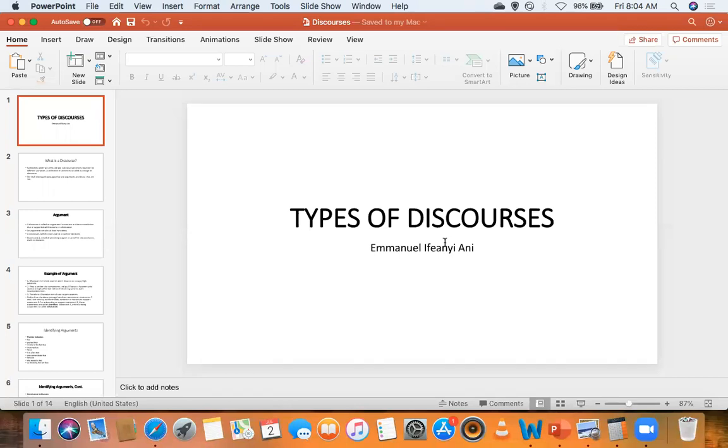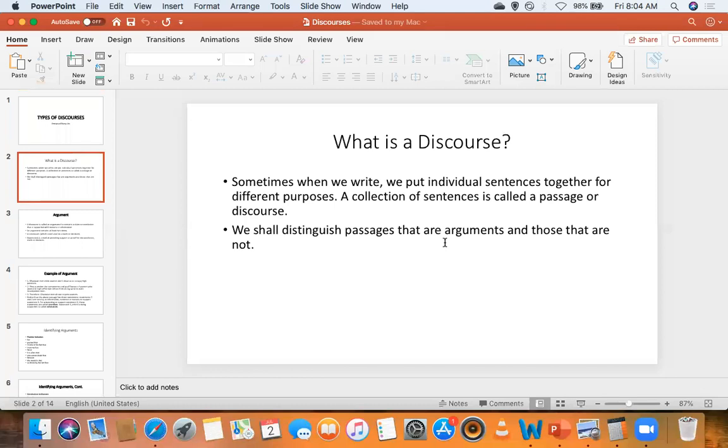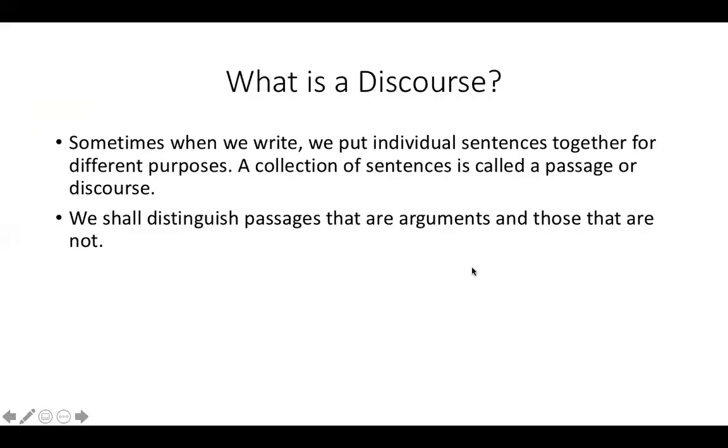Types of discourses. So what is a discourse? Sometimes when we write, we put individual sentences together for different purposes. Now a collection of sentences is called a passage or a discourse. So when you put individual sentences together, you have a passage. We can also call it a discourse. We shall distinguish passages that are arguments and those that are not.